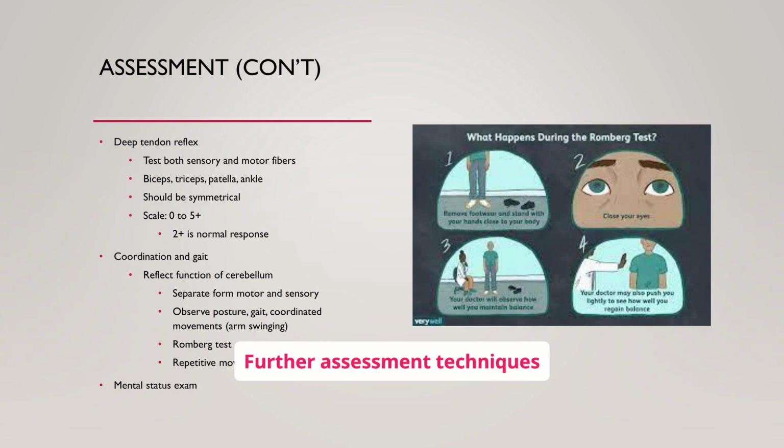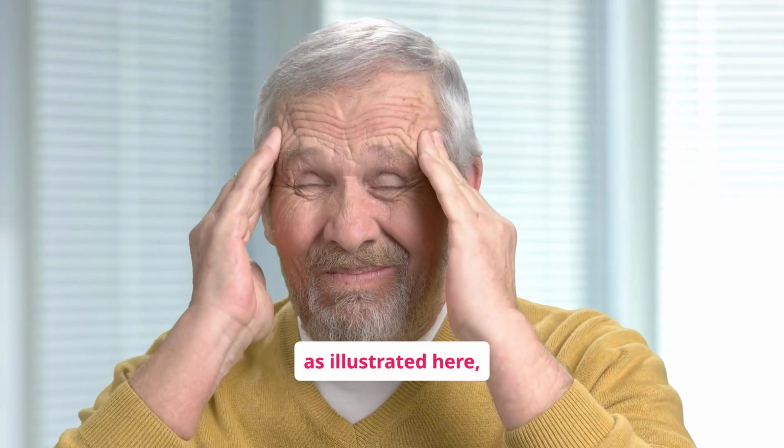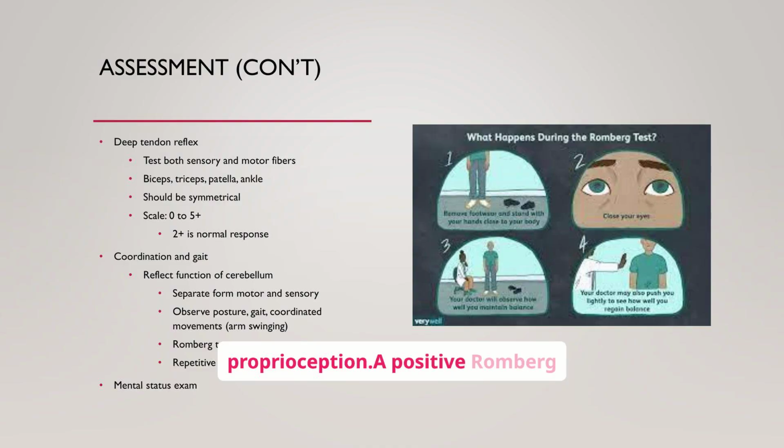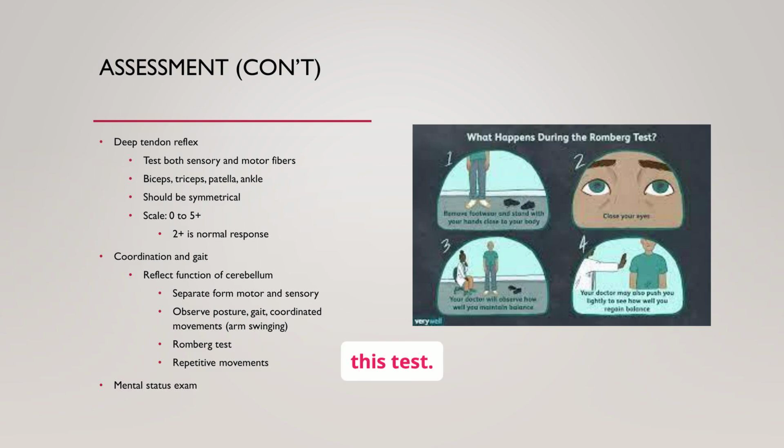Further assessment techniques include deep tendon reflex testing, evaluation of coordination and gait, and a mental status exam. The Romberg test, as illustrated here, assesses balance and proprioception. A positive Romberg test, where a patient sways or falls when eyes are closed, can point to proprioceptive or vestibular issues. Always ensure safety when performing this test.